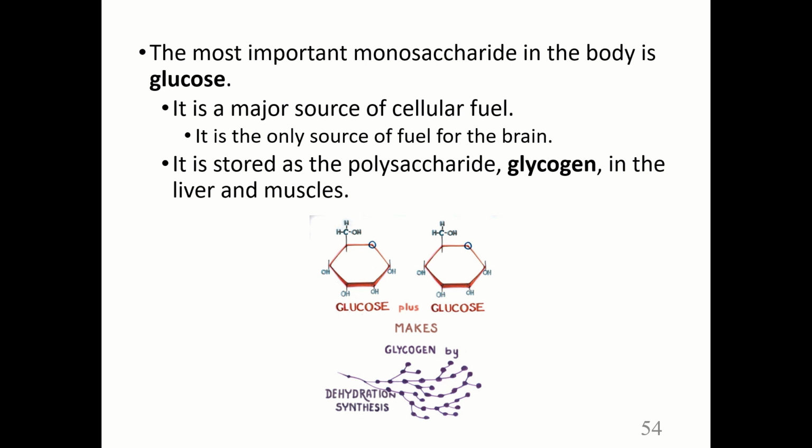Glucose is stored as the polysaccharide called glycogen in both the liver and the muscles. This illustration shows through the process of dehydration synthesis, enzymes can remove a water from between 2 glucose monomers, thus joining them together and forming glycogen.